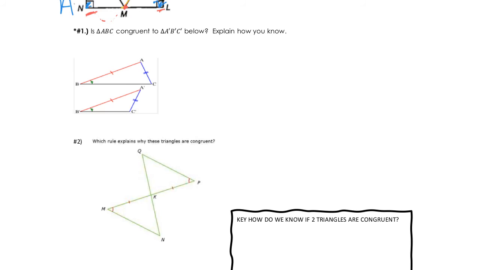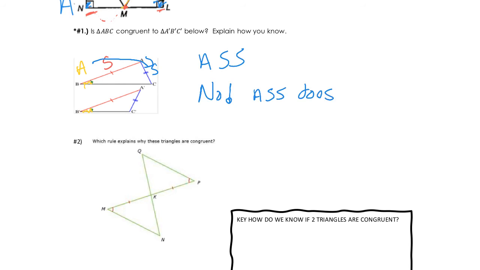So if I look at this one, I'm seeing that I have an angle the same, angle B. Then I have a side the same. Then I have this blue side AC the same. And if I read this around the triangle, ASS. So are the triangles congruent? No. ASS doesn't show the triangles are congruent.